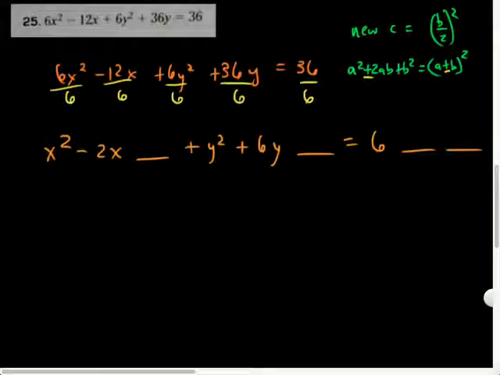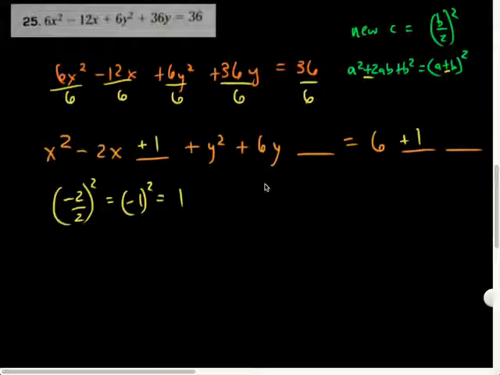So let's find our new c term. For the x's, the new c term is going to be negative 2 divided by 2 all squared, which is negative 1 all squared, which is positive 1. So I'm going to add a 1 here. However, if I'm adding a 1 there, I can't just do that willy-nilly. I've got to make sure I do the same thing to both sides of the equal sign, right? Maintain equality. So I'm going to add 1 to both sides.